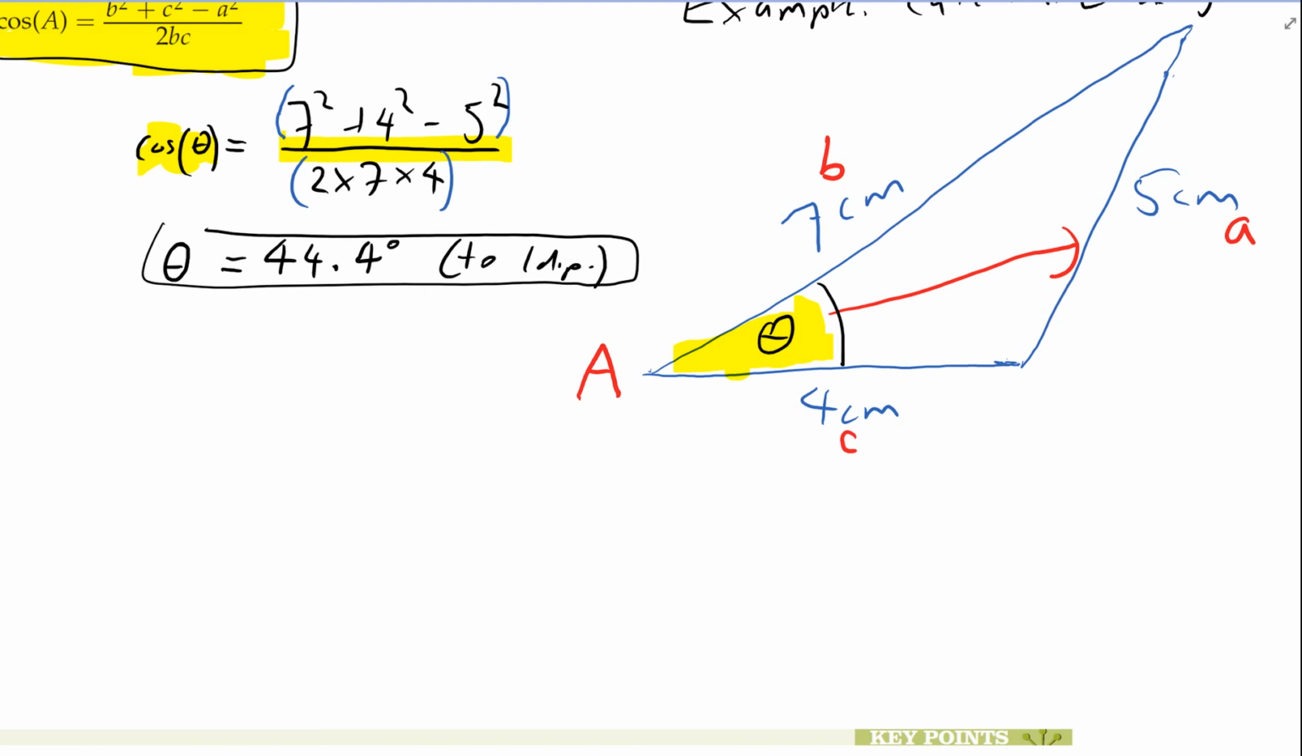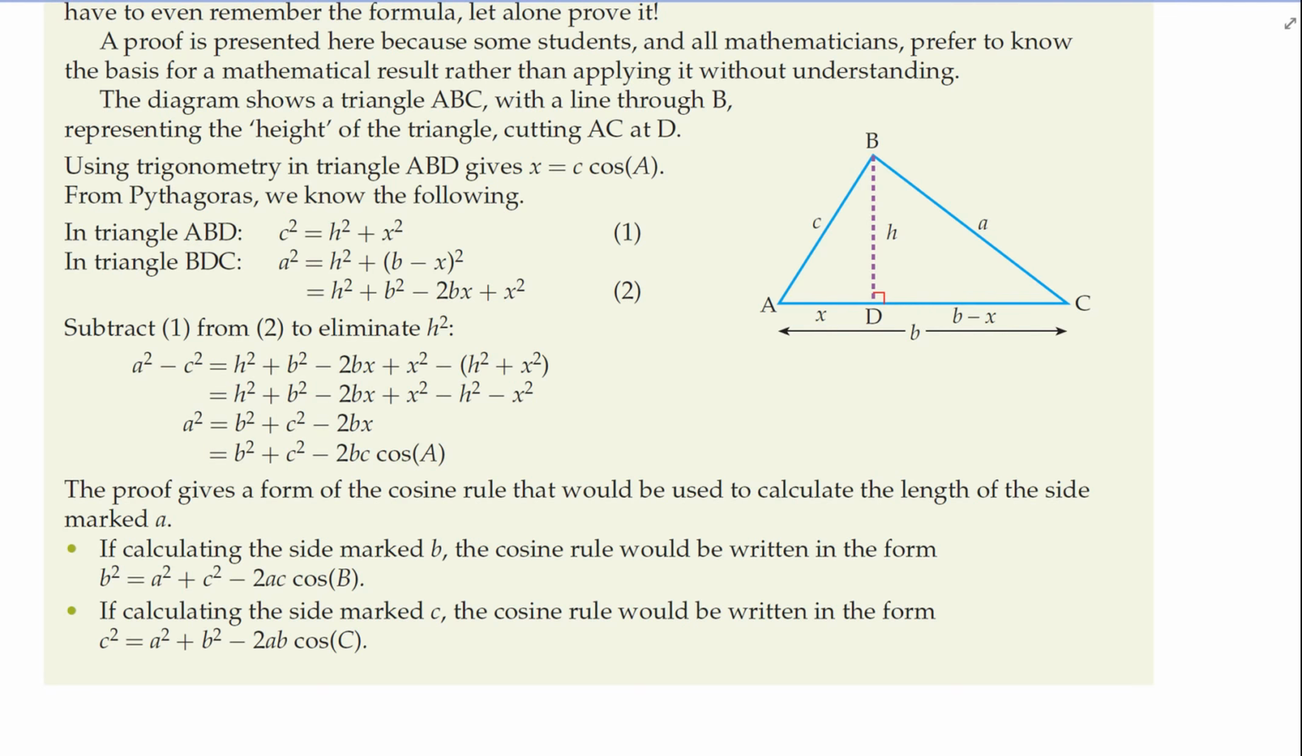The proof of the cosine rule is worth looking at too. It's something that we did in class together. If you want to see it written down, it's here, so you could pause the video and have a read of this. This is from the Theta textbook. It's not something you'll be asked to do in the level 2 trig internal, but it is a useful thing to know. And it's good algebra practice too.